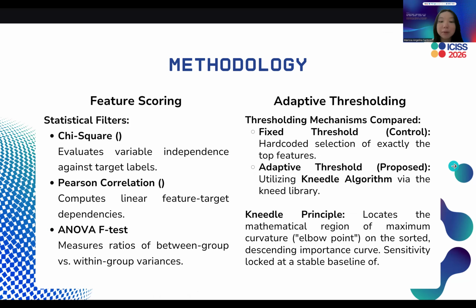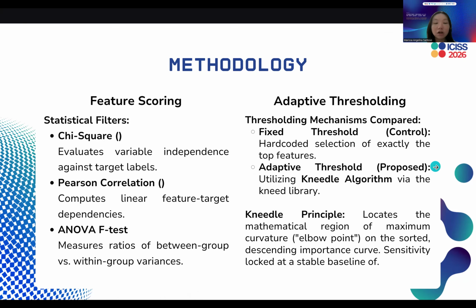For thresholding, we compare two mechanisms. The fixed threshold is our control, a hard-coded selection of exactly the top 15 features. And the adaptive threshold is our proposed method using the needle algorithm via the NEAT library. The needle principle locates the mathematical region of maximum curvature, the elbow point on the descending importance curve. Sensitivity was locked at a stable baseline of S5 across every run to keep the comparison fair.